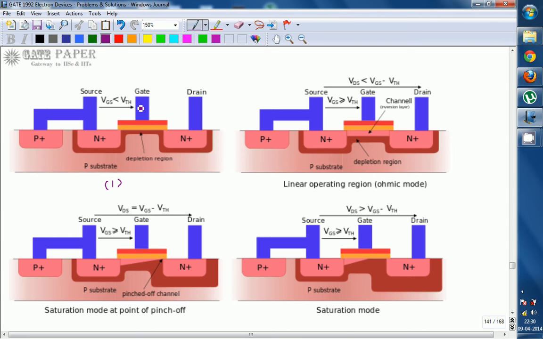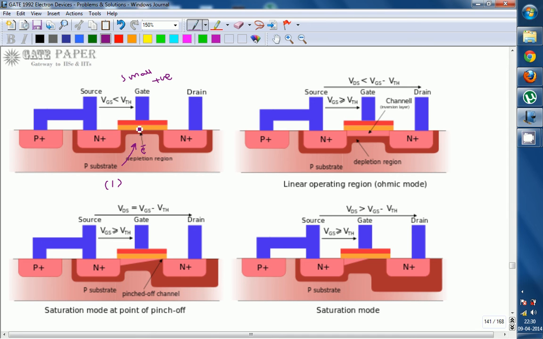Here the gate voltage we are applying is a small positive voltage. This small positive voltage is lesser than the threshold voltage. So it can attract only a small number of negative charge carriers from the p-type substrate, that is, electrons moving in this direction.